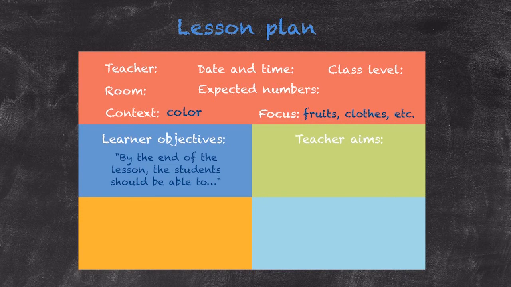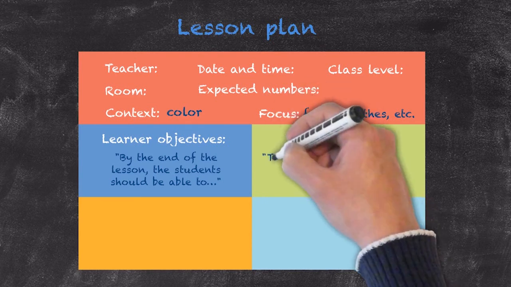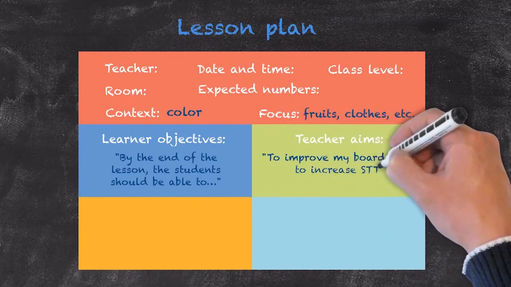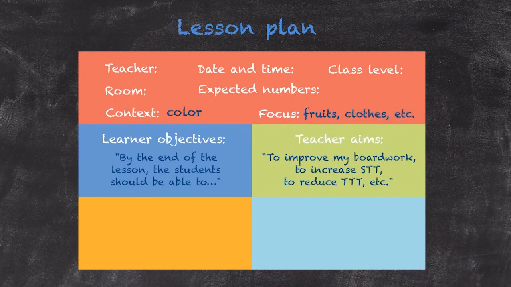The teacher aims are what you are expecting from that lesson itself. Now when you first start teaching, quite a normal aim might be to complete the lesson successfully, to get through the whole thing without having any problems. As time goes on and you become more experienced, then what you would expect is that these teacher aims become more and more specific. So some examples of things that might be in your aims here might be things like to improve my board work, to increase student talk time, and to reduce teacher talk time, and so on and so forth.